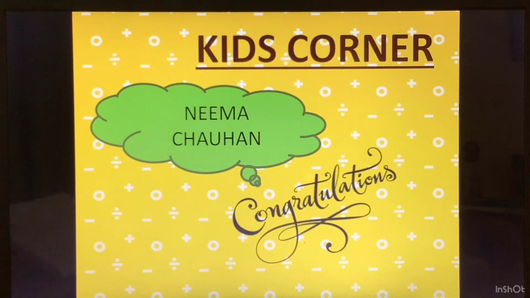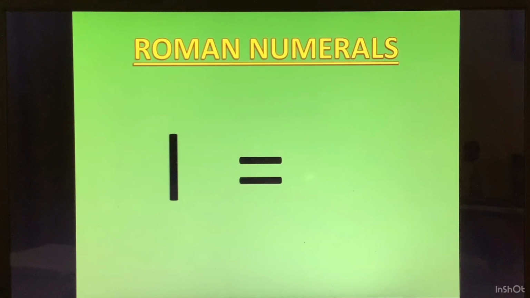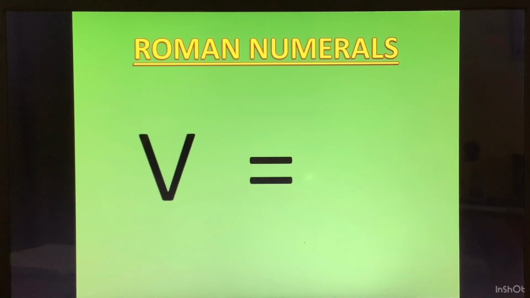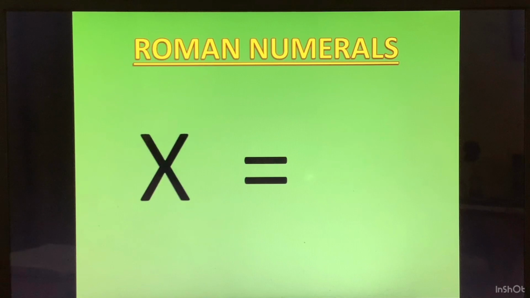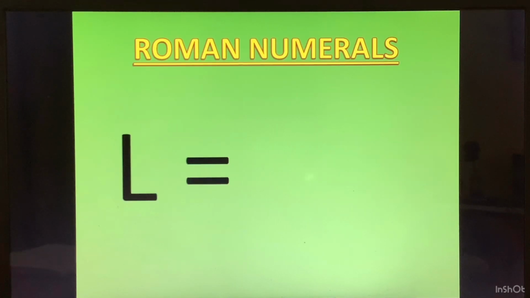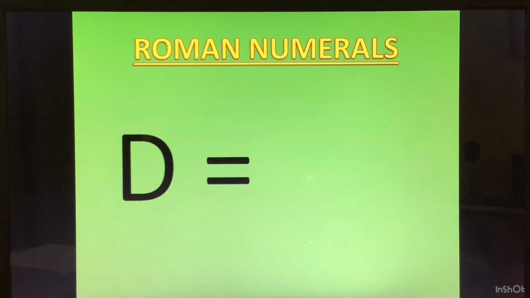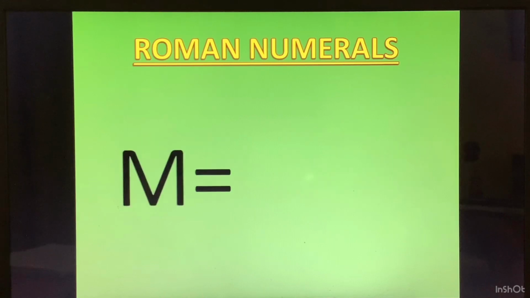Now, let us quickly look at the 7 basic Roman numerals. I stands for 1. V stands for 5. X stands for 10. L stands for 50. C stands for 100. D stands for 500. M stands for 1000.